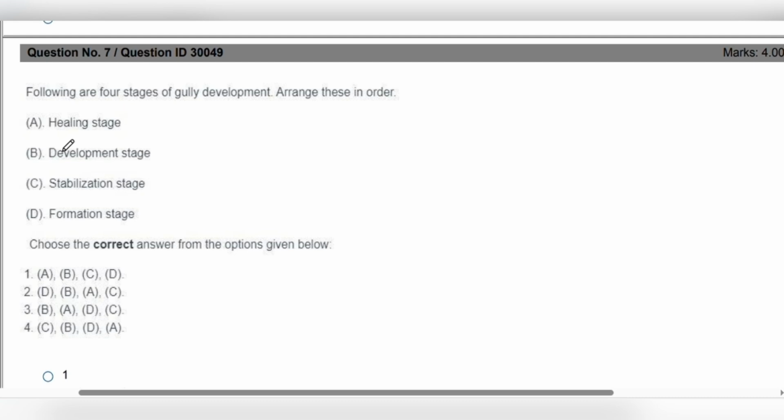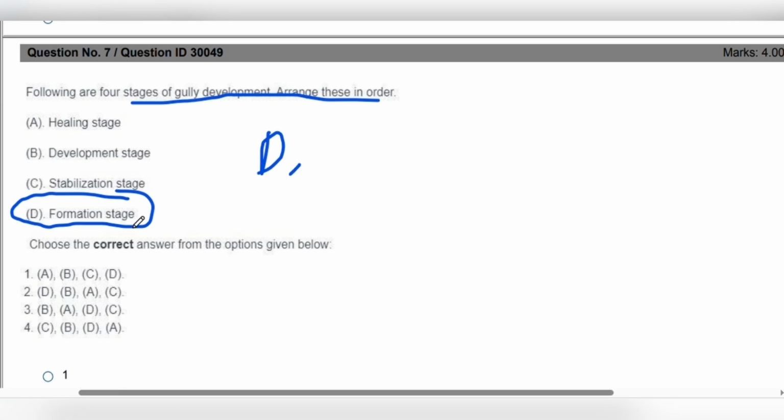Moving on, this is another very easy question from soil and water conservation. Here you can see the following are the 4 stages of gully development. Arrange them in order. It's a very easy one. So as you know, common sense says the first is the formation stage. Of course, the gully will form first. So it is D. After formation, it will get further developed. So here will come B.